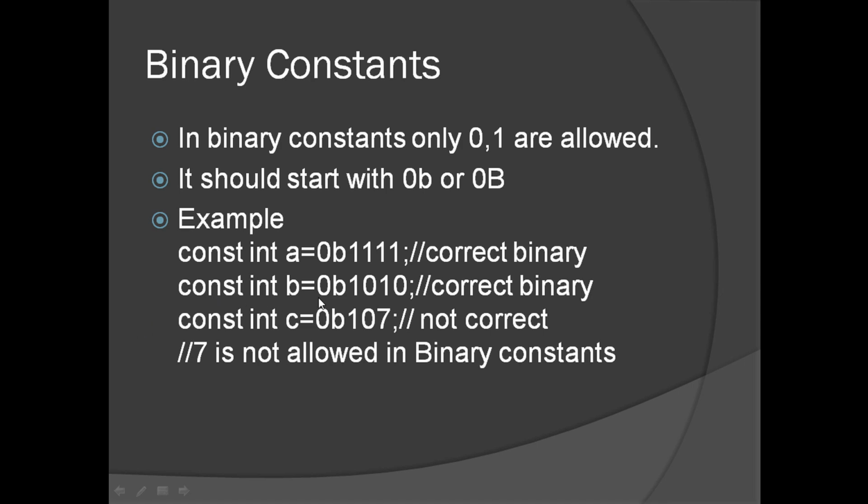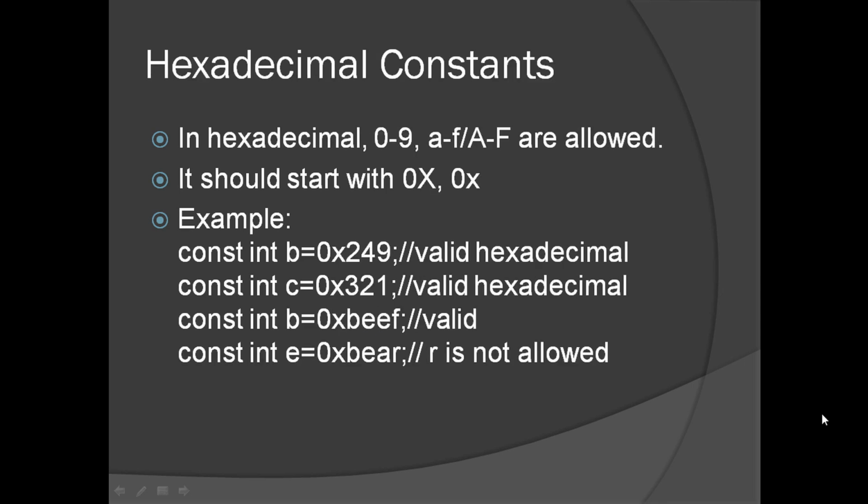And const int b is equal to 0b1010. This is 10 in decimal. const int c is equal to 0b107. 7 is not a valid binary value, so it will throw an error here. So these are some binary constants. The next type of constants are hexadecimal constants. In hexadecimal, we can have 0 to 9, small a to small f, and capital A to capital F.